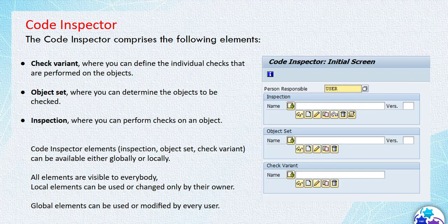In check variants, you can define the individual checks that you want to perform on objects. In object set, you can determine the objects to be checked. Inspection simply links the checks to be performed in the check variant with the objects present in the object set.